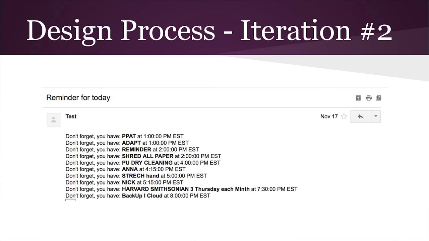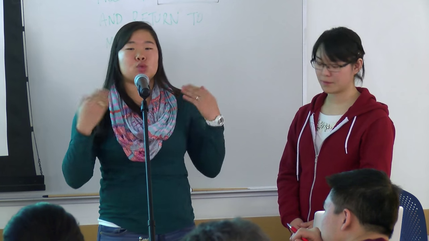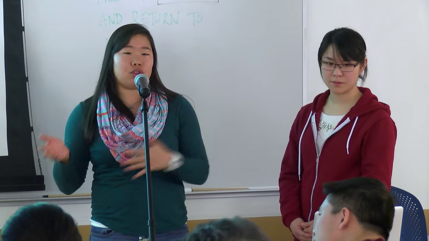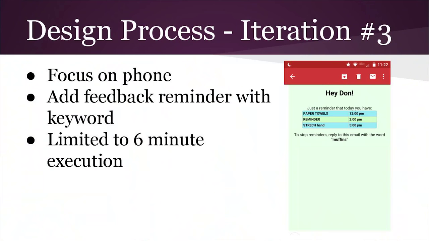And these calendar events would be listed in a single list so that Don could simply look at this email in the afternoon and be like, okay, I have all these events and this is just one more thing that will help me make sure I complete everything successfully and attend all of the events that I need to. And so we move from this to our third iteration where we were able to focus on what it would look like in his phone.